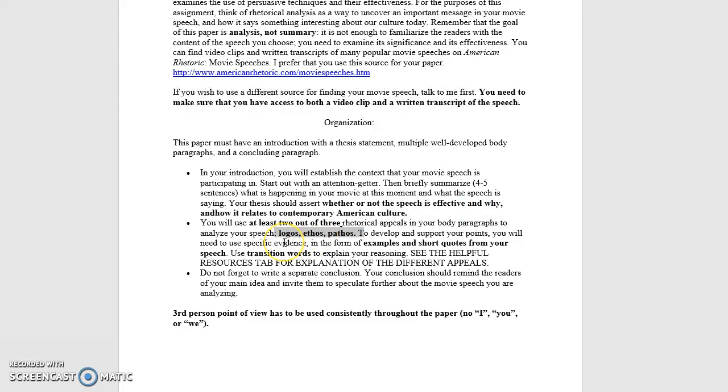Logos is appealing to logic by providing facts to prove your point. Ethos is dealing with ethics and what's right and what's wrong. And then pathos deals with emotions, tugging at those heartstrings, really playing that emotion card to get people to believe what you're saying.